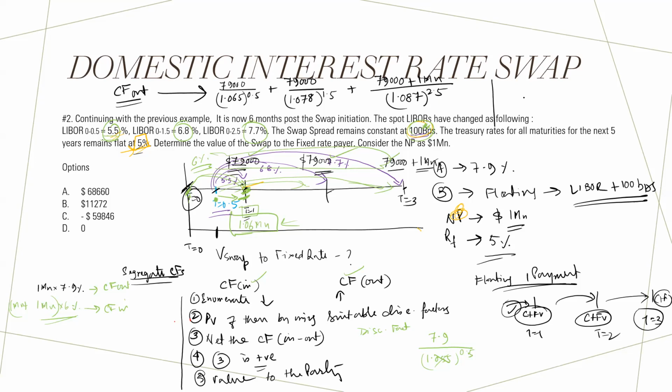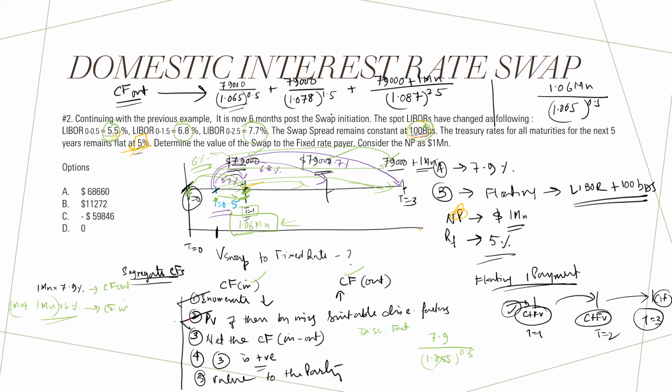So what is the cash flow in? The cash flow in is only one payment, which is 1.06 million. Okay, 1.06 million. This is the cash flow because we're taking the face value of the floating rate payer as well. Now this is to be discounted by the same discount factor, 1.065 to the power 0.5. Okay, so we have now enumerated and segregated the cash flow. We have found out the present value of the cash flow also.